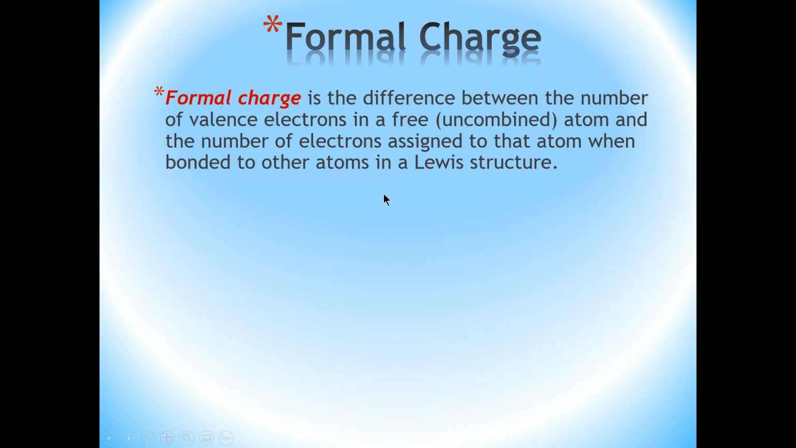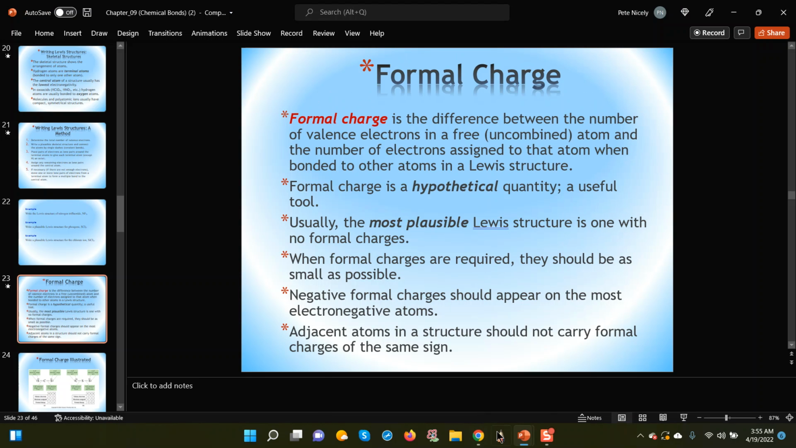Let's define that here. As you can see, it is a difference between the number of valence electrons in a free atom and the number of electrons assigned to that atom when bonded to other atoms in a Lewis structure. Now, there are a couple of formulas that you can use to calculate the formal charge of an atom. The one that I prefer to use is the one I'm about to show you here.